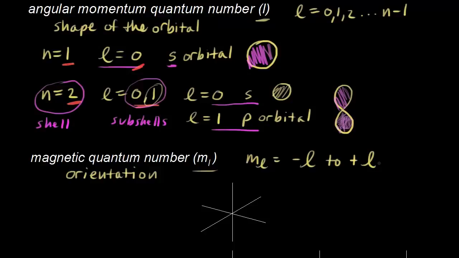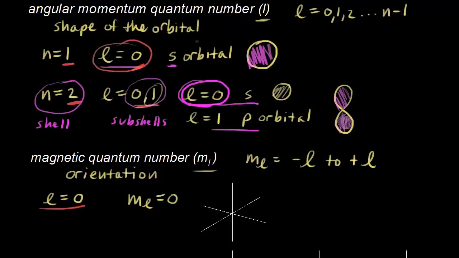All right, so that sounds a little bit confusing. Let's go ahead and do the example of L is equal to 0. So let's write that down here. If L is equal to 0, what are the allowed values for ml? There's only one. The only possible value we could have here is 0. So if L is equal to 0, we know we're talking about an s orbital, which is shaped like a sphere.